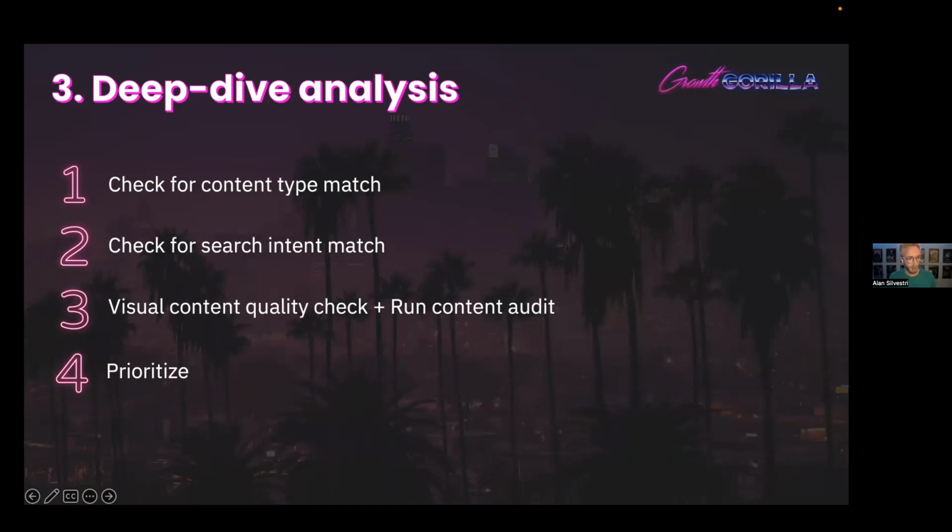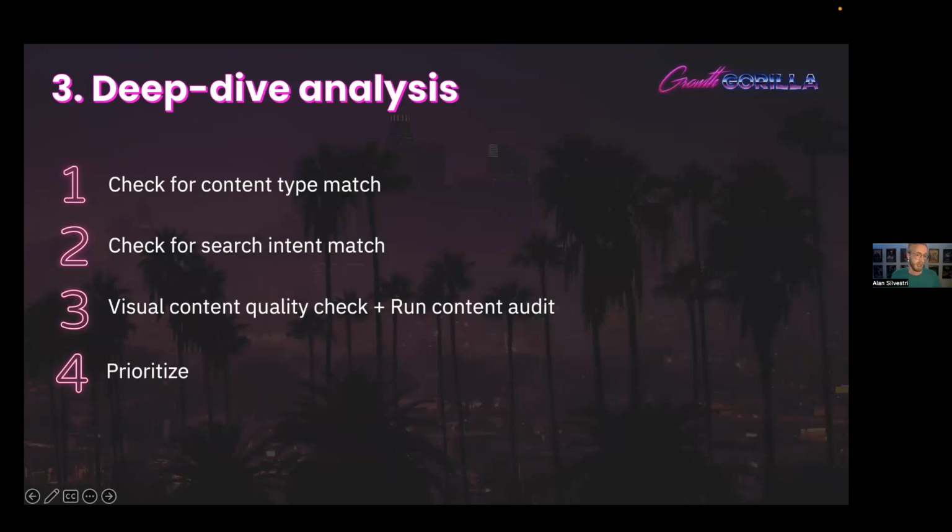So step number 1 in the deep dive analysis is to check that the page is matching the content type for the keywords that it's currently ranking for. So content type is basically, if you have a blog article, you want to make sure that the top 10 ranking pages are for the most part blog articles, and that's because that's what Google wants to show to people.